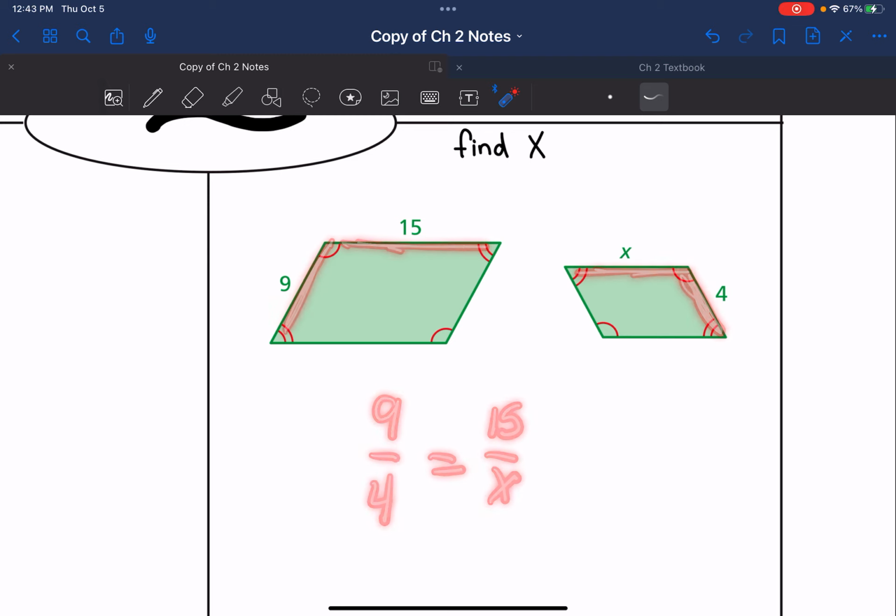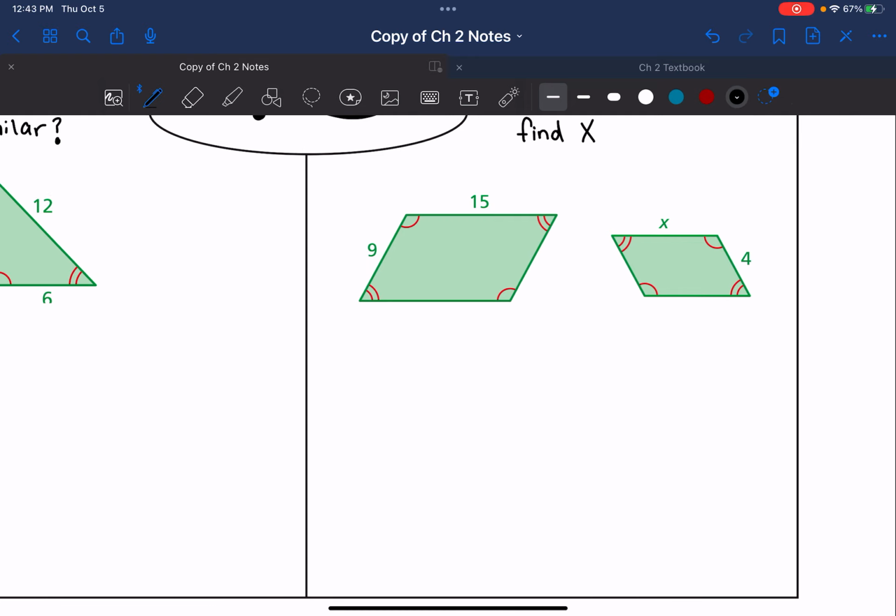It's a bunch of analogies, really, right? I don't care which way you do it. Whichever way makes more sense to you, do that. In this case, I'm going to say 9 is to 15, so I'm keeping side lengths with side lengths on that one shape, is to. Now here's something you can't do. You can't say x is to 4.